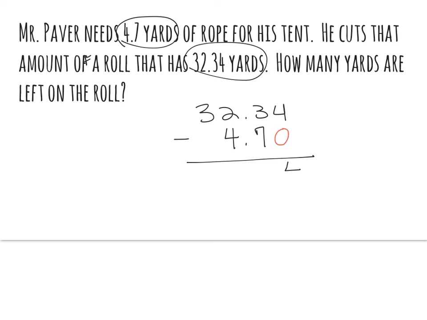4 minus 0 is 4. 3 minus 7 we can't do, so I have to go next door and regroup. That leaves us with 1, which would give us 13 tenths. 13 minus 7 is 6. Put the decimal because that comes next. Now we've got 1 minus 4, which we can't do, so I'll regroup again, giving me 11 ones. Minus 4 is 7, and 2 minus nothing is 27. And of course, words in the problem, words in the answer. The unit here was yards.